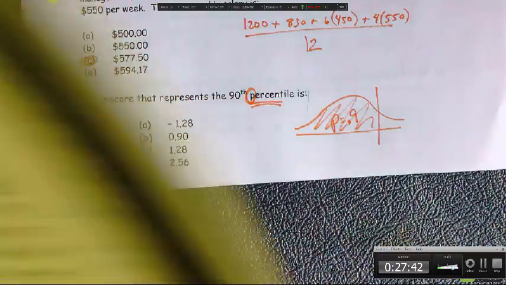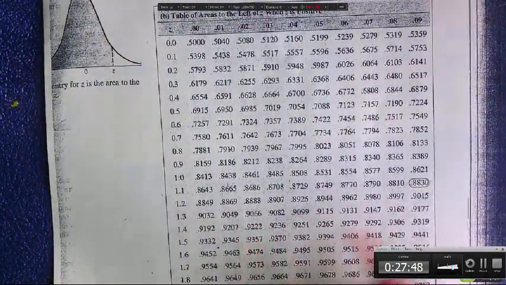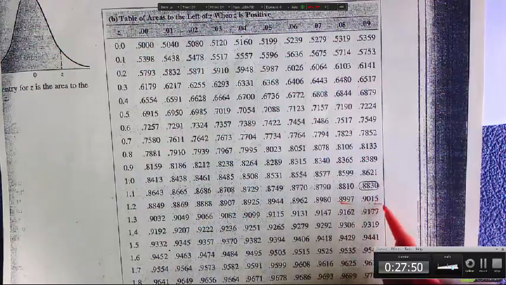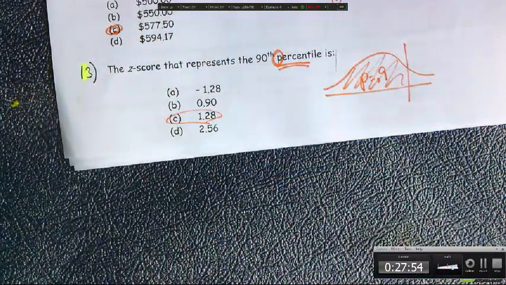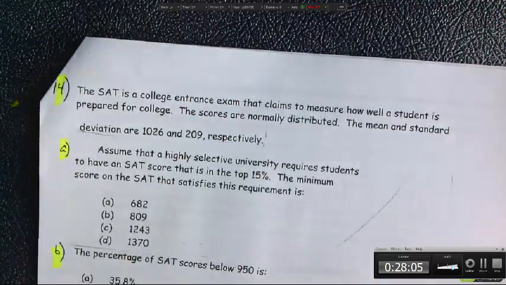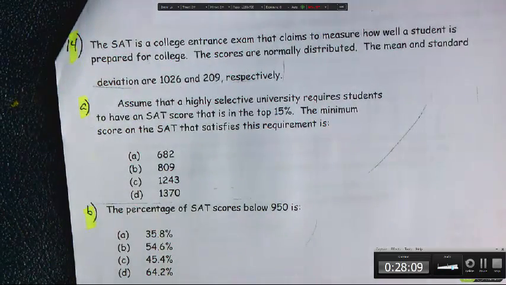We find 0.9. Let's see here. We've got 2 of them, 1.28 and 1.29. Obviously, 1.28 is closer than 1.29.